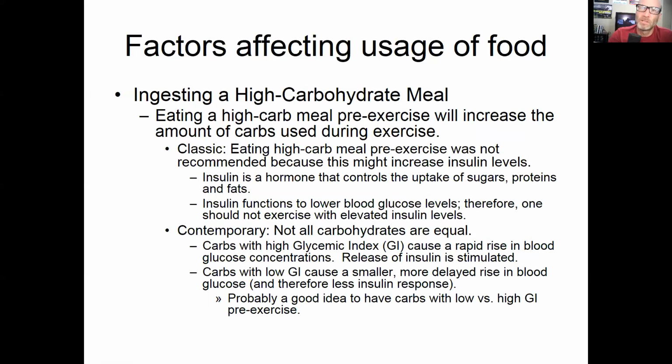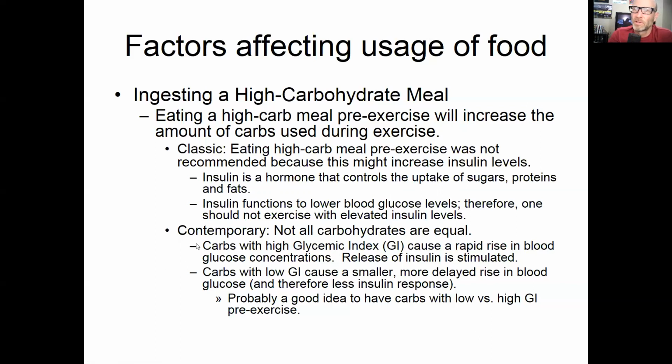Ingesting a high carbohydrate meal pre-exercise will increase the amount of carbohydrates. The classic idea of eating a high carbohydrate meal pre-exercise was not recommended because this might increase insulin levels. Insulin is a hormone that controls the uptake of sugars, proteins, and fats. Insulin functions to lower blood glucose levels and allow that blood glucose to go inside muscles. Therefore, one should not exercise with elevated insulin levels. That's going to drop blood glucose levels, which could cause a depletion of liver glycogen sooner.